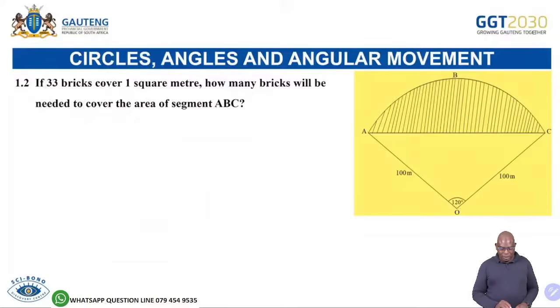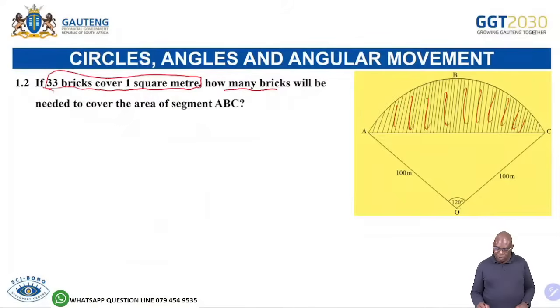Now, they say if 33 bricks cover 1 square meter, how many bricks will be needed to cover this segment here? I already know that S is 200 pi over 3. But I just want to cover this part only. So in other words, I need the area formula for this. I need the area of this. That's the only part I want to pave.